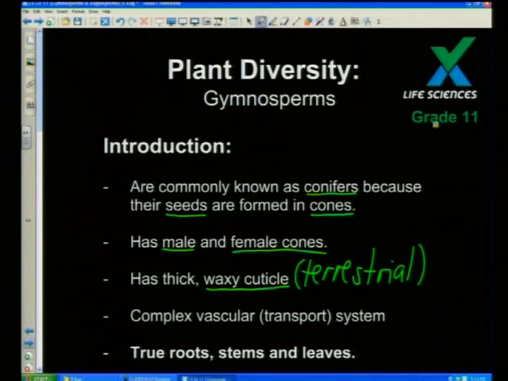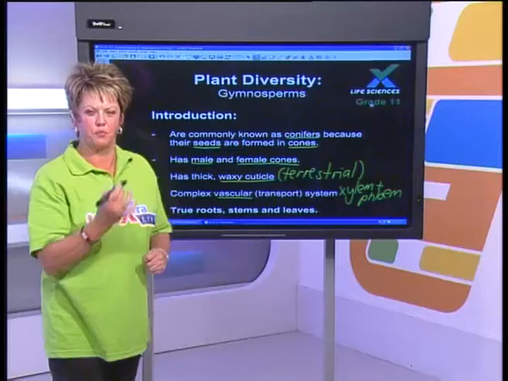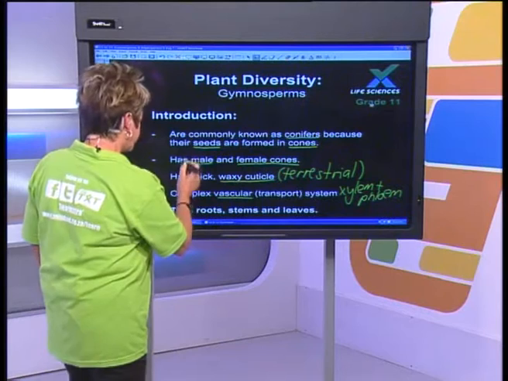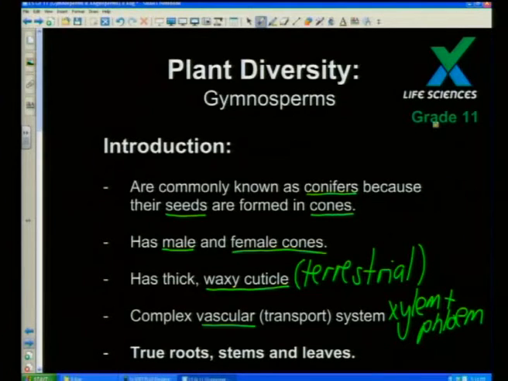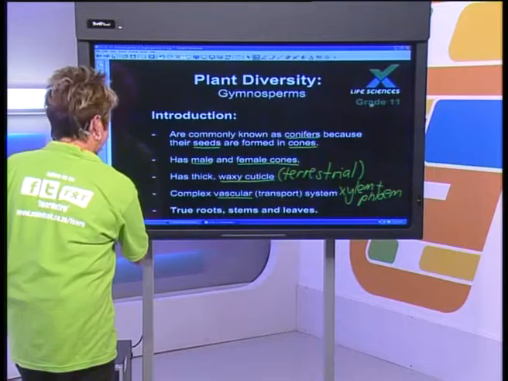They have a complex vascular system, which means, remember, that they have xylem and phloem, which we did not have in the moss plant. If you can remember, the moss plant was not adapted for land because it didn't have proper xylem and phloem tissue. They have true roots, stems and leaves, meaning that this plant is also adapted, as I said, for that terrestrial life.